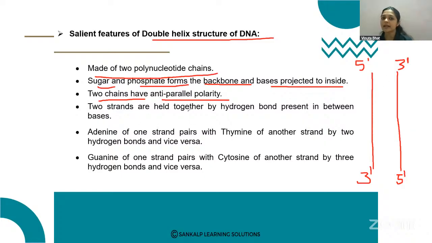The two strands are held together by hydrogen bonds present between the bases. So hydrogen bonds are present between the two strands of the polynucleotide chain. Here, in DNA, the nucleotide containing adenine always pairs with thymine, always A and T, and cytosine and guanine, C and G.